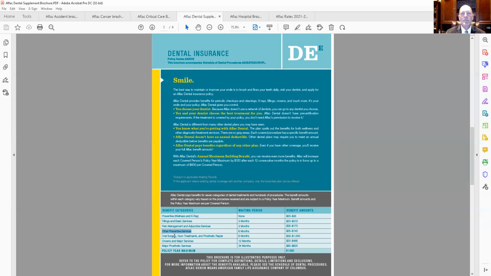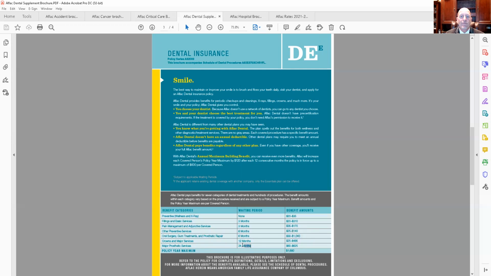Oral surgery, abscess teeth, wisdom teeth, impacted teeth, gum treatments, periodontal disease, full mouth debridement, deep cleaning, or prosthetic repair, add a tooth, add a clasp, recondition your gums. After you've had the plan for 12 months, it pays up to $1,040 per procedure, and that's good for the rest of your life. Now, crowns and major services, we do cover the titanium and high noble metal crowns with Aflac. After you've had the plan for 12 months, benefits are payable.